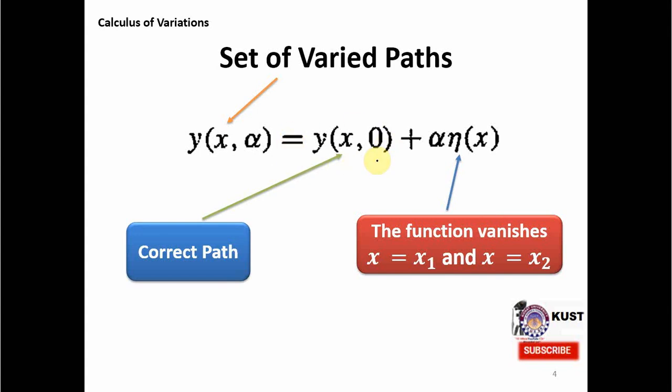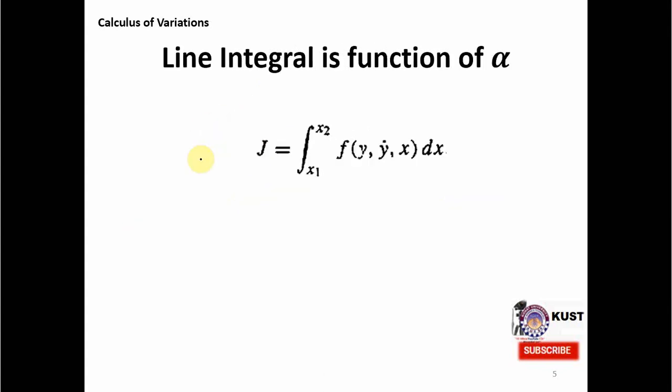So what we have now done is that we have introduced the calculus of variations and constructed this path y in terms of the parameter alpha. So we made it a parametric equation. So let's go back and put this y into the line integral J. This was our initial line integral where we defined this function f of y, y dot and x. Now what we want to do is to replace this y and this y dot with the set of varied paths which we have just defined.